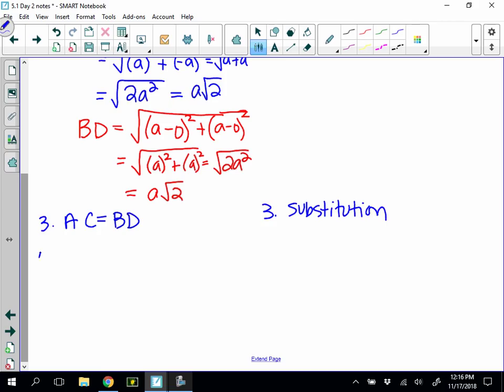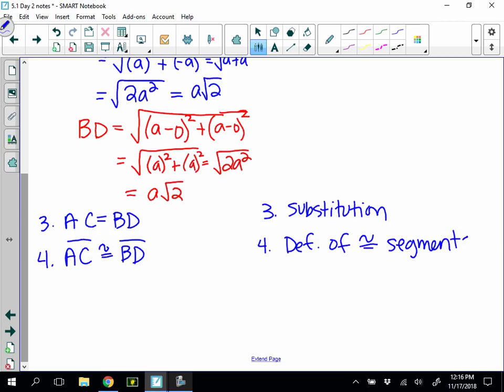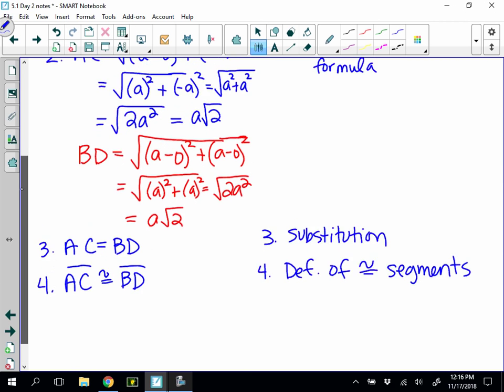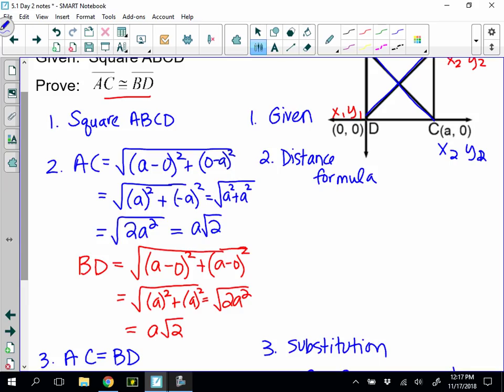And then I need to convert back to segments. So now if the lengths are equal, I can say that segment AC is congruent to segment BD, and that's a property called definition of congruent segments. And that is our coordinate proof. So I've got lots of formulas, lots of algebra.